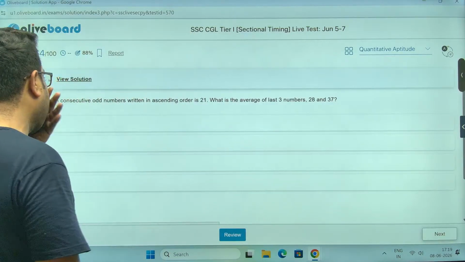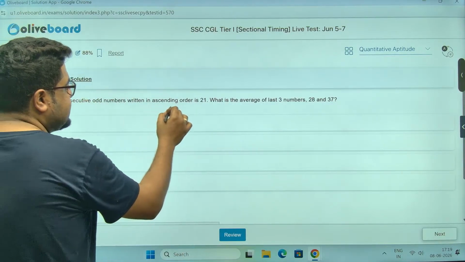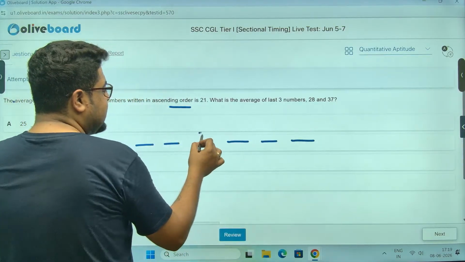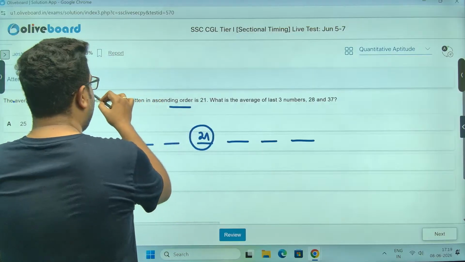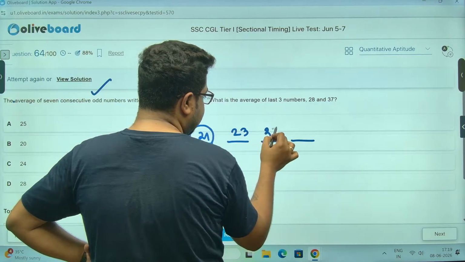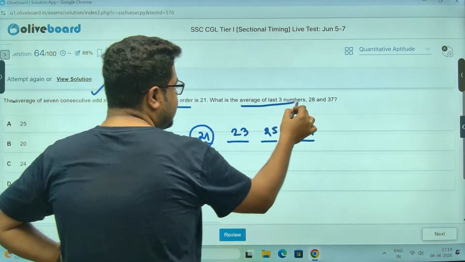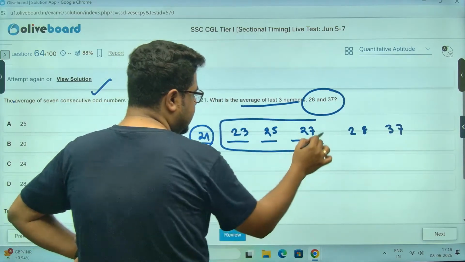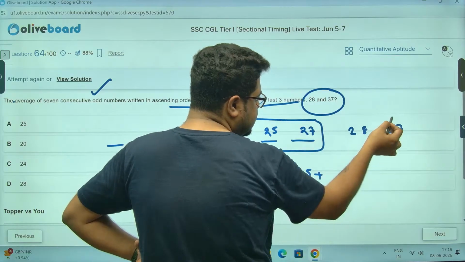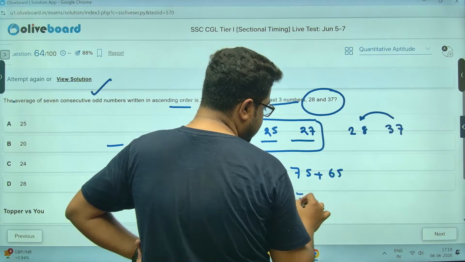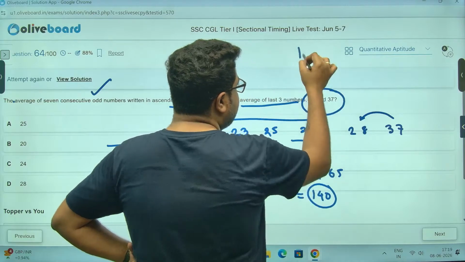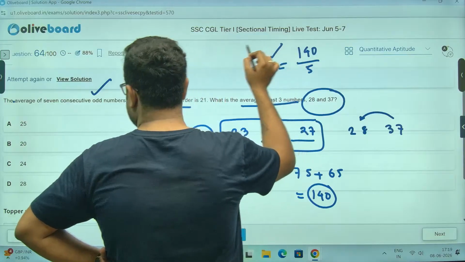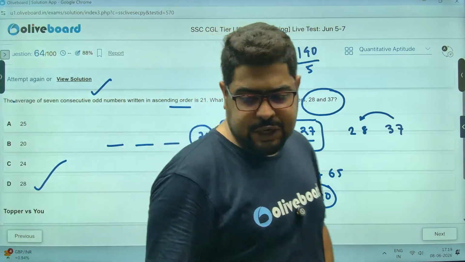Chalo. Average of 7 consecutive numbers written in ascending order: 1, 2, 3, 4, 5, 6, 7. So the middle number is always that average. Consecutive odd numbers, meaning this is 23, 25, 27. Average of the last 3 numbers along with 28 and 37. So the sum of the last 3 numbers is 75, and this is going to be 67, 65. So 140. Average will be 140 by total 5 numbers, which is 28, sir. Option number D.